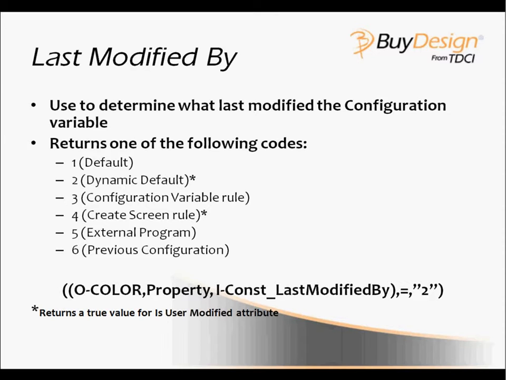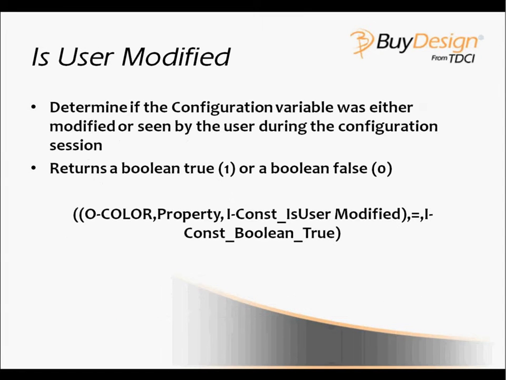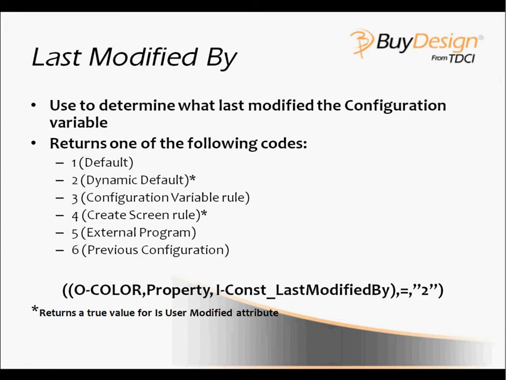To back up real quick, this is user modified in relationship to last modified by. Is user modified is going to return true if the last modified by is either a 2 or a 4. So a dynamic default, which is the rapid options being passed into the configuration session, or a screen rule. Of those 6 listed there, those are the 2 that are going to cause is user modified to be true. The other 4 would return a false result.